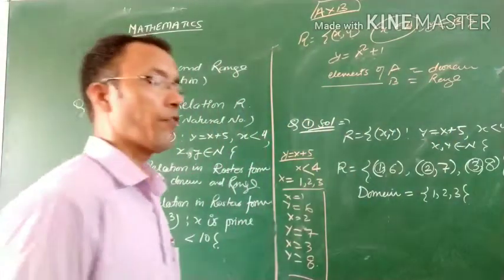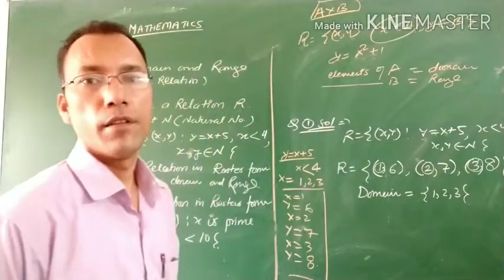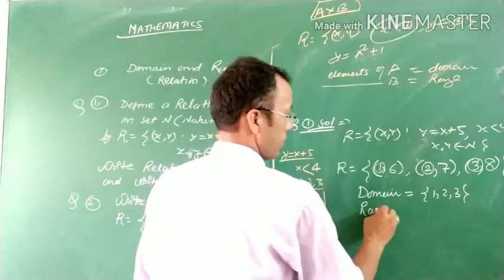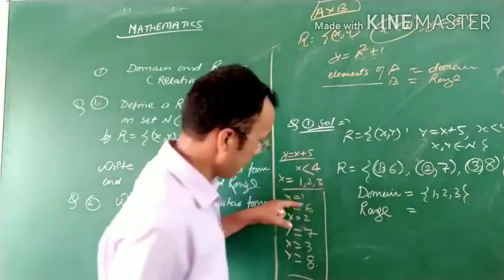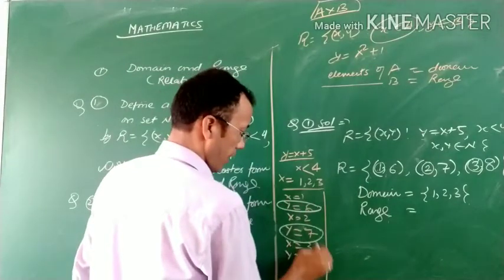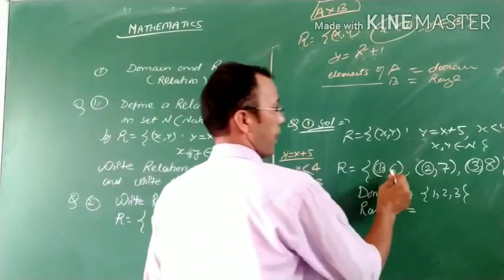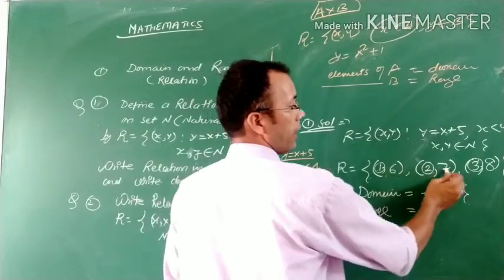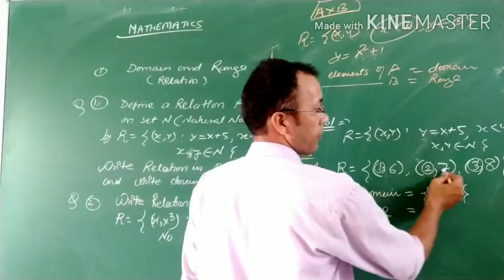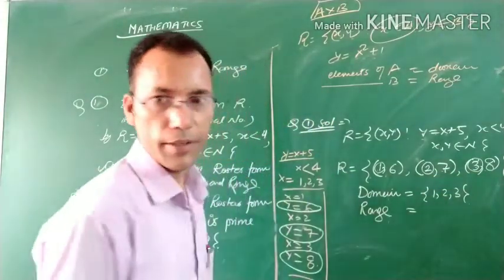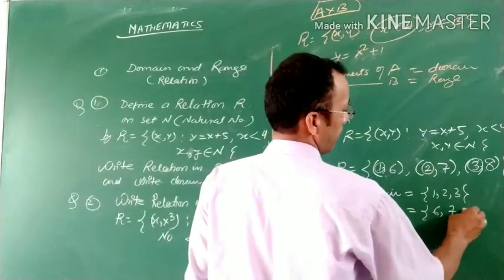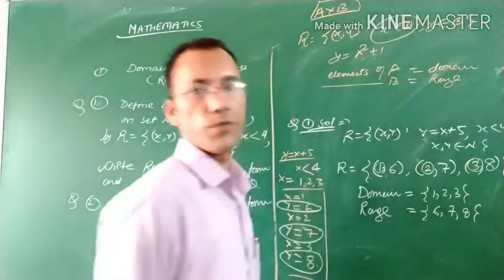And after putting the value of x, what we get, that is the range. Now see, this is range. The range we get is 6, 7, 8. This is y, x comma y. The first element of this ordered pair is x, that is domain, and the second element of this ordered pair is y, that is range. So the range we have is 6, 7, 8. That is the range, right?